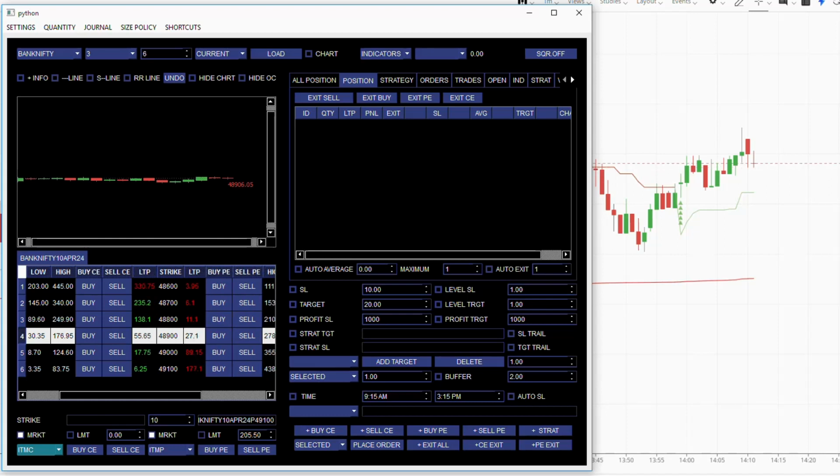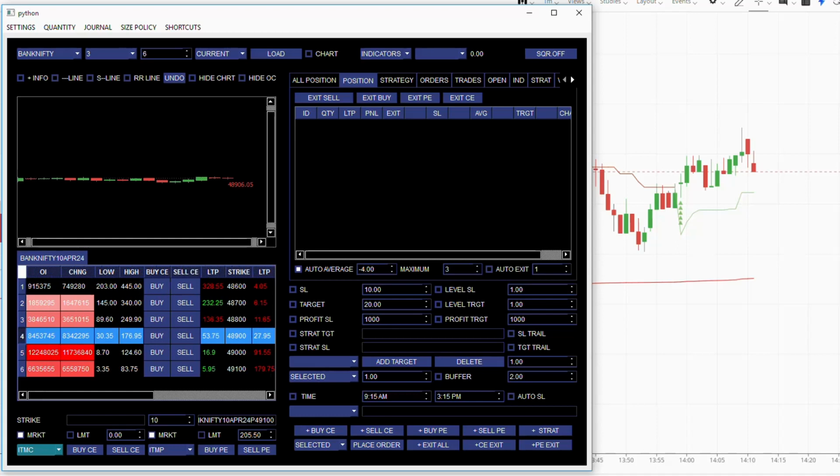Okay, so click auto average and give some negative values to do auto average when price is falling. Here I set -4 and maximum 3 times I want to do this averaging function. After setting these things, I am placing the order. Here at 55, I am placing the order.